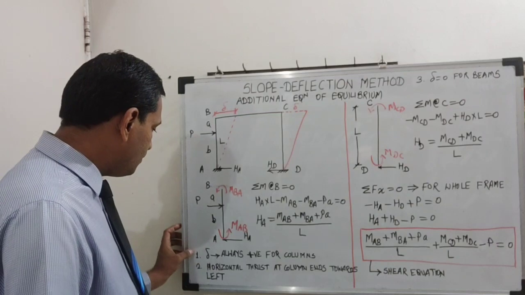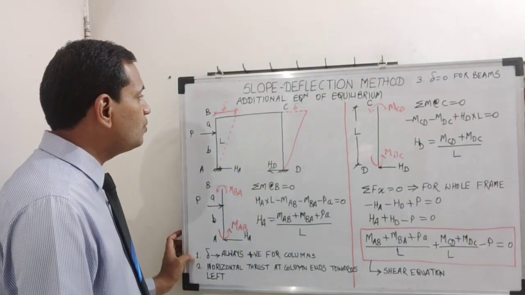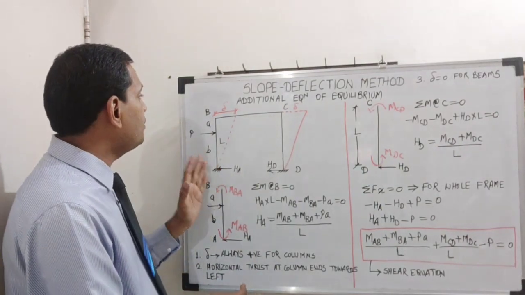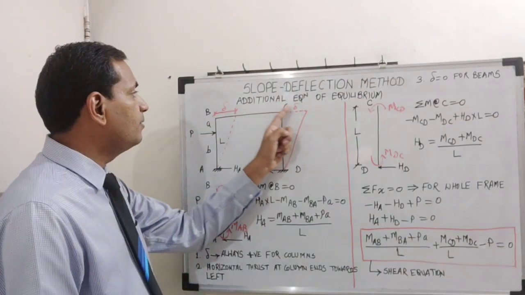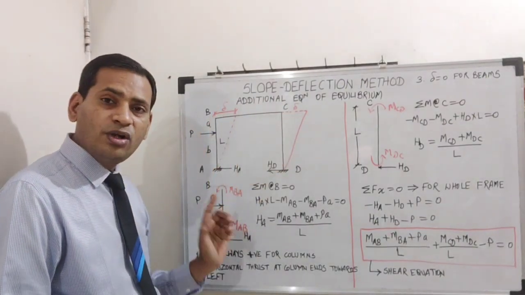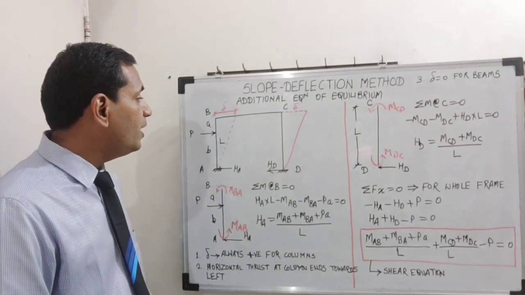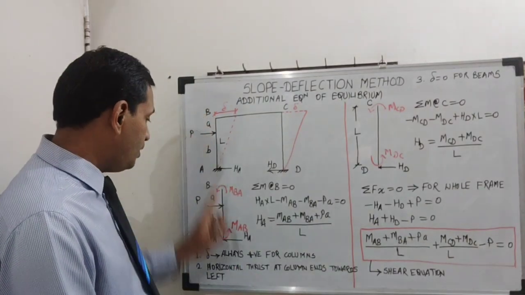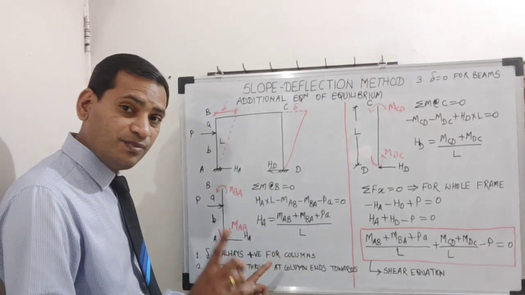So the very first assumption, as we are going to say that the frame is going to sway, I am designating this particular term by delta. Okay, so sway will always be for columns only. So the frame is going to sway only and only because of columns. So this delta is always positive for columns. Okay, this is the first assumption.